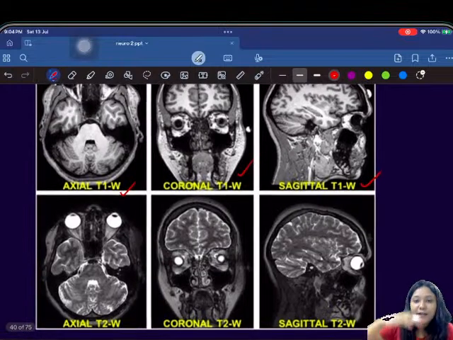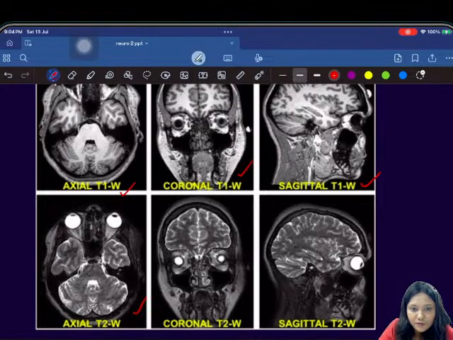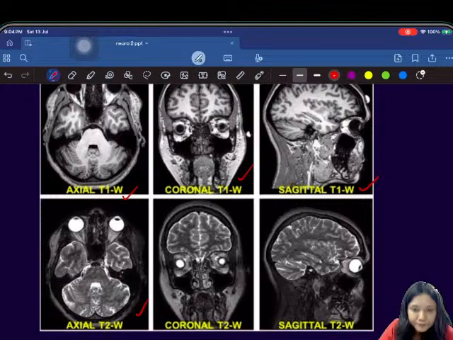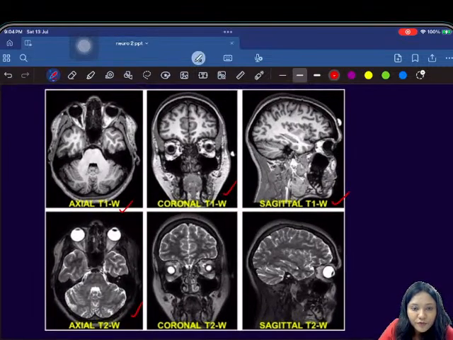Axial, if you cut it and see from above, then it is the axial view. Similarly they have shown here T1 and T2 images. So you should know about these three views: coronal, sagittal and axial.